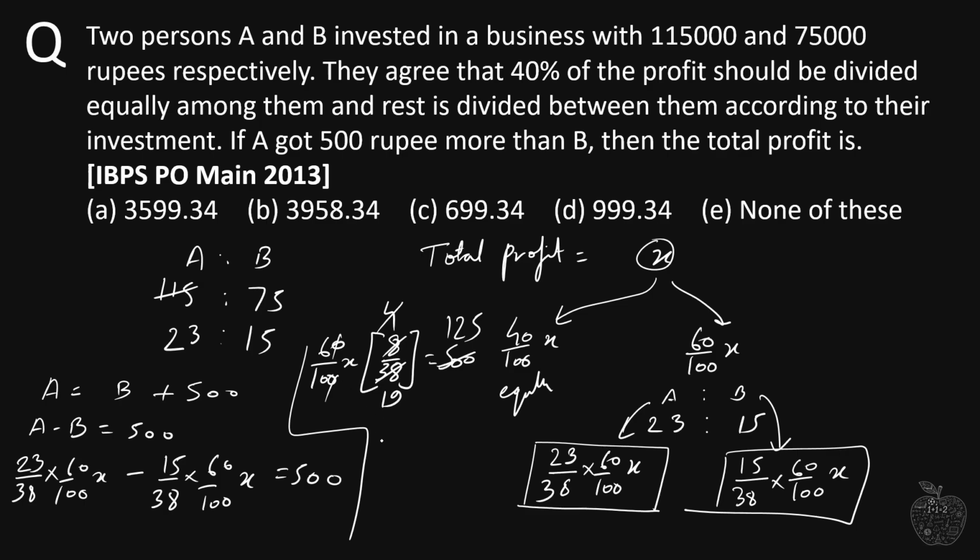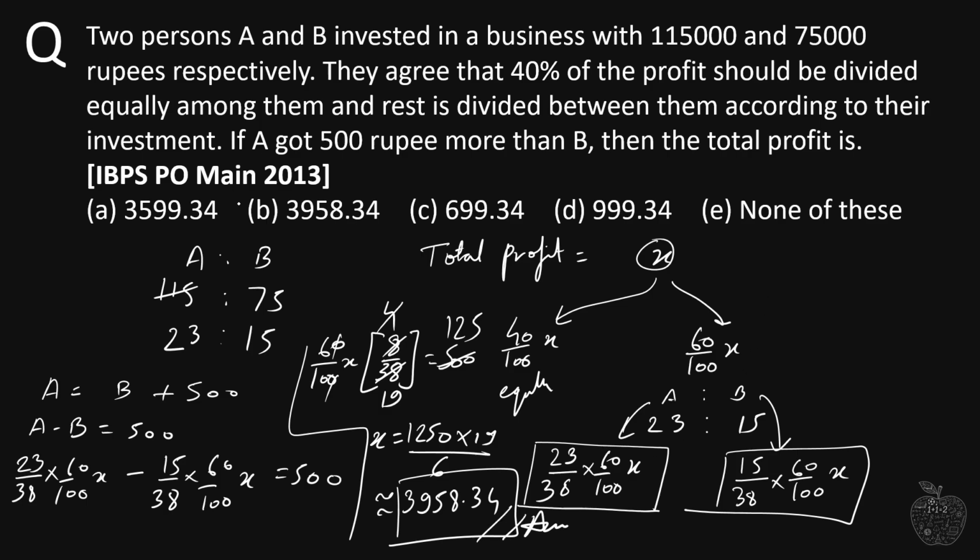All right, so we can calculate the value of X here, which is this 10 and 19 will go to the right hand side and get multiplied with 125. So we get 1250 into 19 divided by 6. I've already calculated this value. This comes out to be approximately 3958.34. So this is our required answer here. So option B is the correct one.